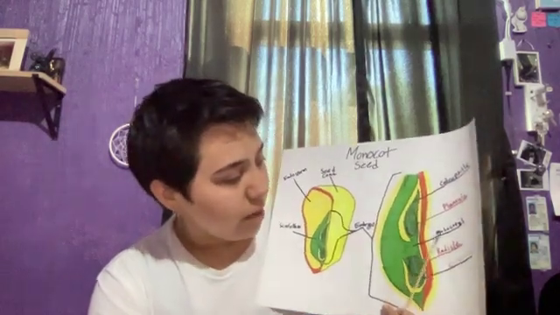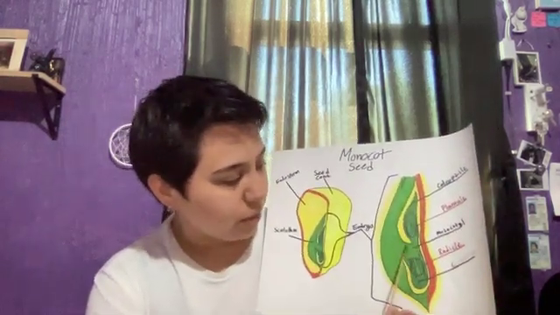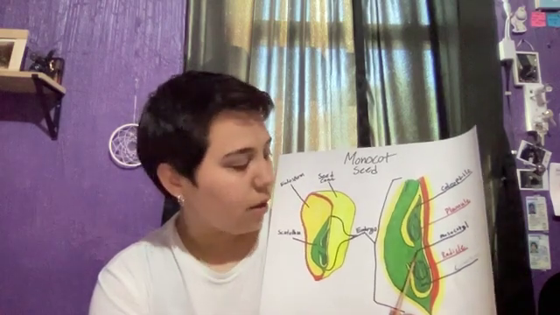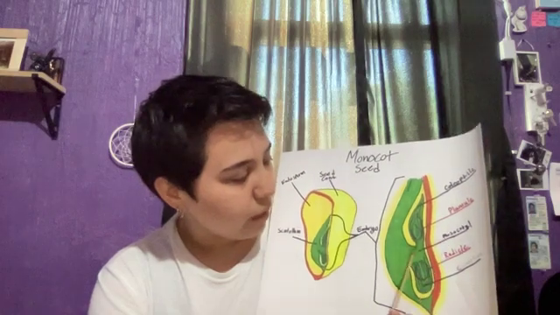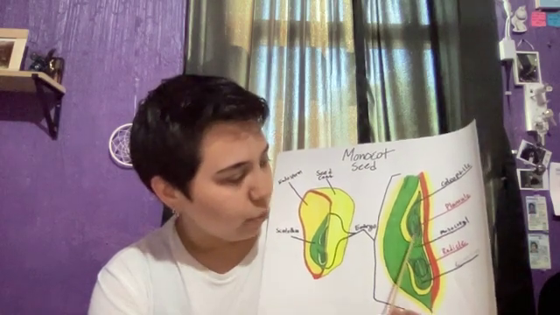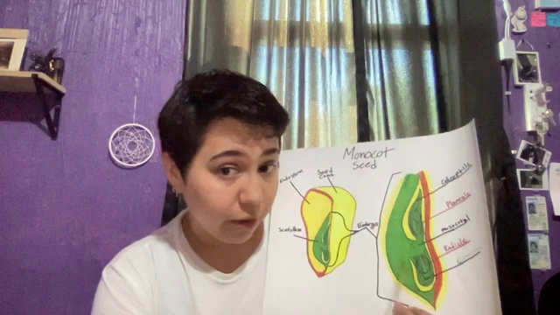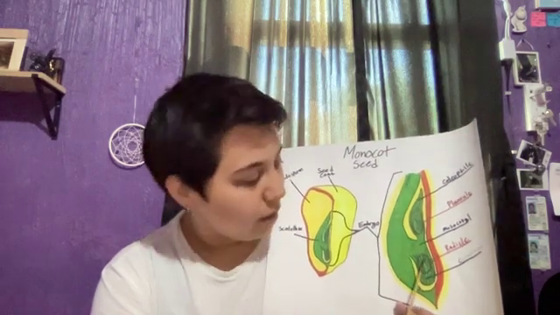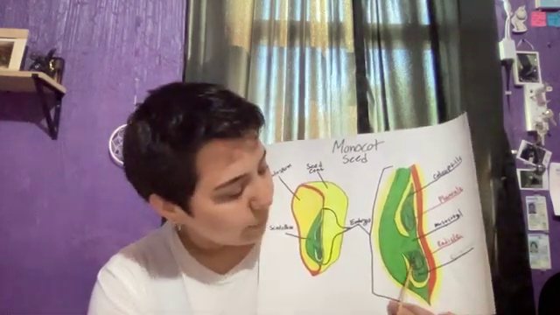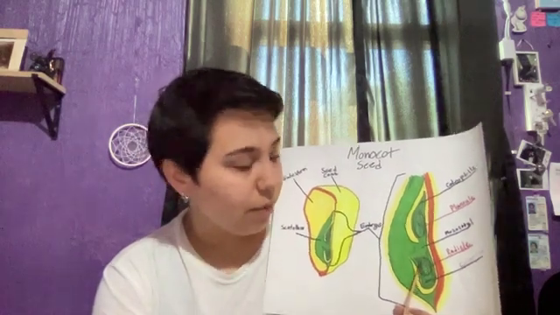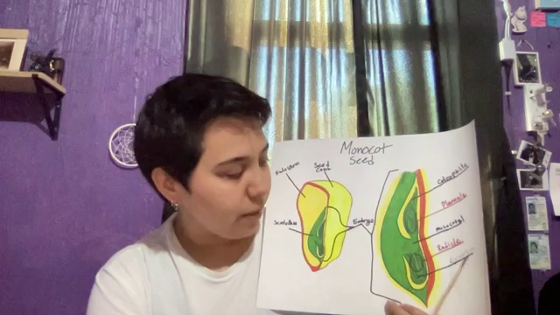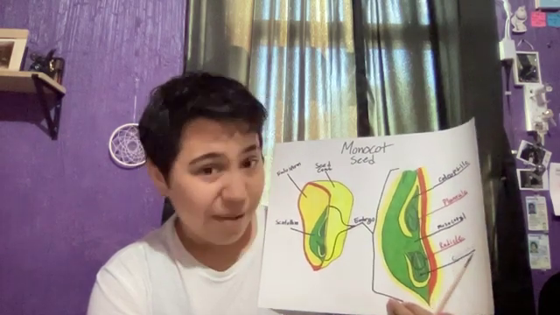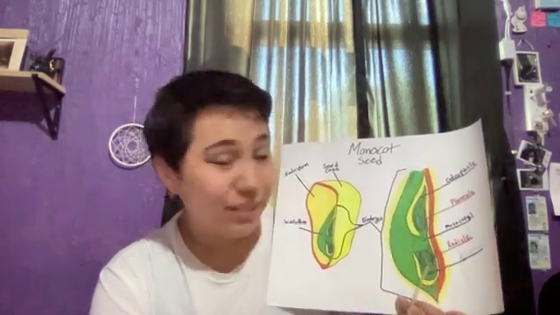And then from there, there's the mesocotyl. The mesocotyl is basically the middle part of the cotyledon, and this basically just separates the plumule and the radicle. And the radicle here, this will be the first root to sprout out of the seed. And then from there we have the coleorhiza, and this basically just protects the radicle in the seed.